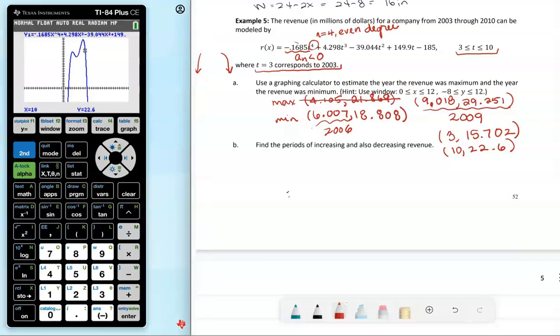All right, so we define the periods of increasing and decreasing revenue. Let me just kind of mark this out. Okay, so it increases from 2003 to this little blip, 2004. So it increases from 3 to 4. And then it decreases to 2006. And then it increases again to this one, 2009. So it increases from 6 to 9. And then it decreases between 4 and 6 and 9 and 10.